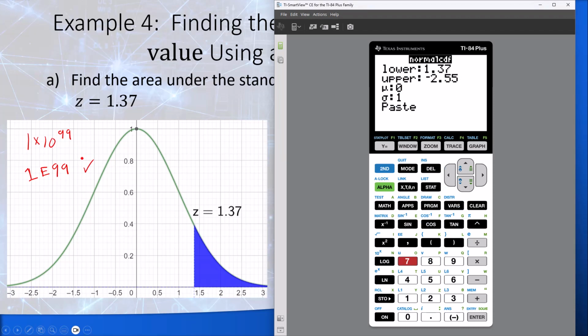How can we do that? Okay, well, first thing is we need to go down to upper, and this is how we can do this. Type in 1.